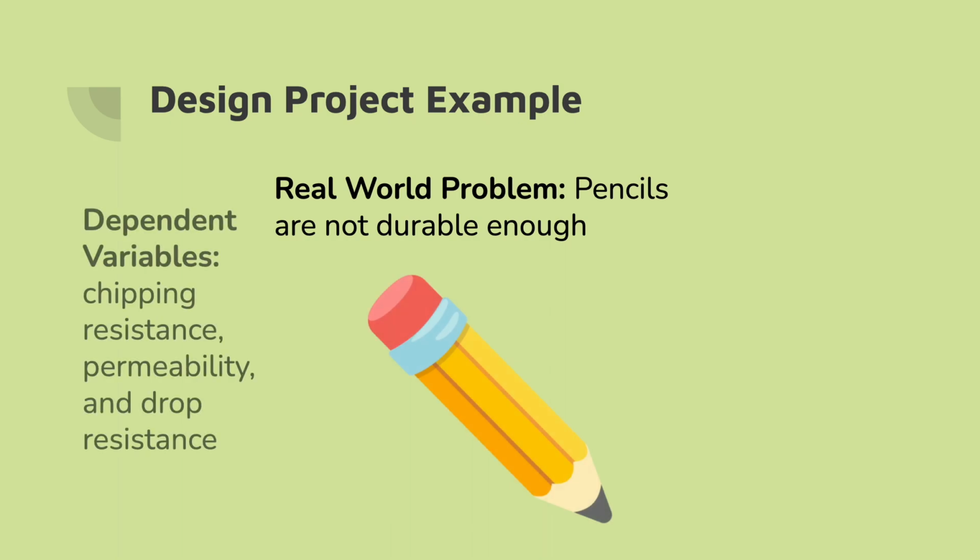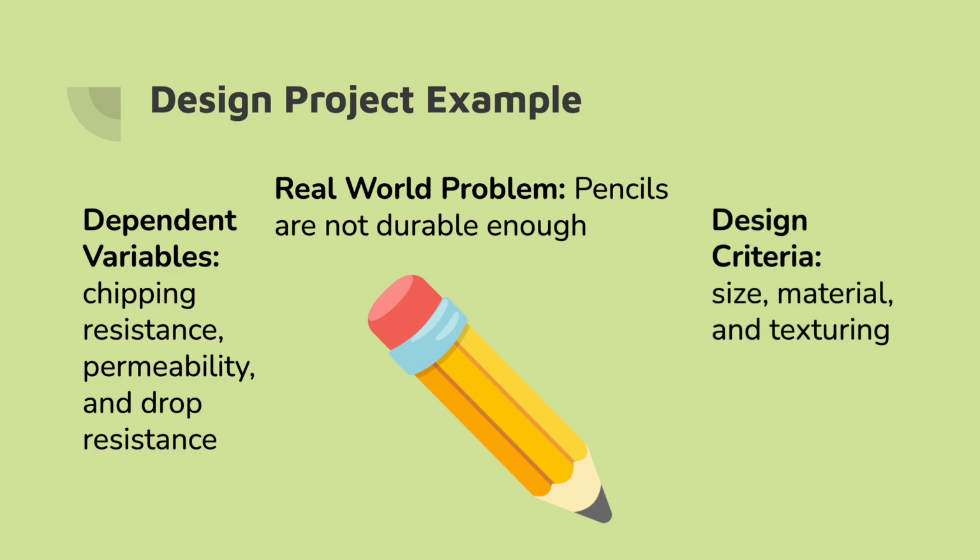We could measure its chipping resistance, its permeability, and its drop resistance as our dependent variables. Then, for our future designs, we can change our design criteria, which could be something like size, material, and texturing. We make multiple changes to the pencil over multiple design iterations, continuing to follow the engineering design process. And by the end, we are left with an improved design over the first design, which we will analyze and draw conclusions for.